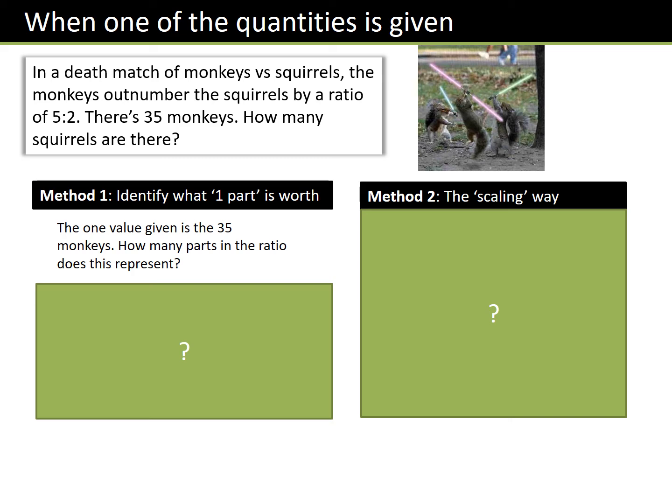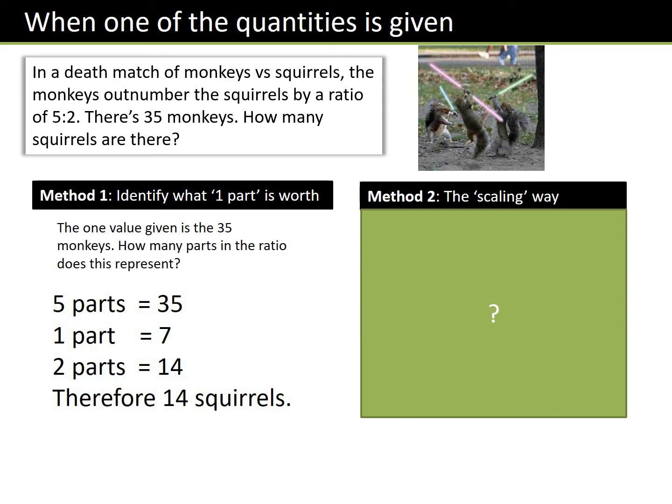So, the one value given is 35 monkeys. How many parts in the ratio does this represent? Well, it represents 5 parts. So 5 parts are 35. So 1 part will be 7. I divide 5 by 5 and I get 1, and I divide 35 by 5 and I get 7. I've got 2 parts of squirrels, so therefore 2 parts is 14, therefore I've got 14 squirrels.